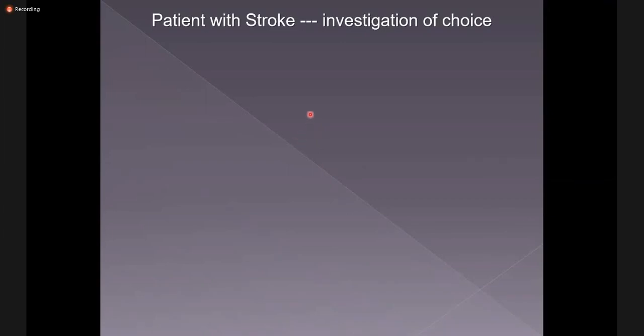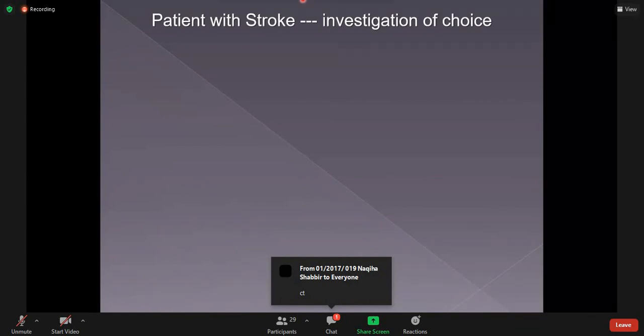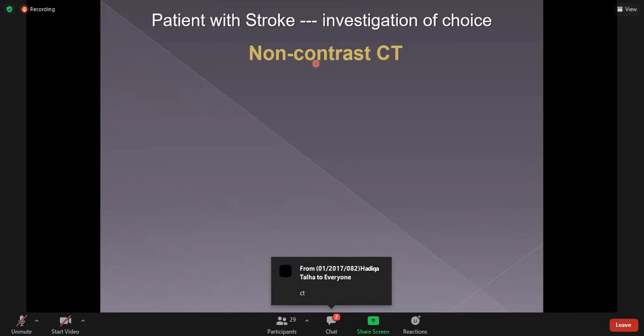Thank you. So when a patient with a stroke comes to the ER, which is the investigation of choice? You can write your answer in the chat box. Plain CT, not a contrast CT. Plain CT is the right answer, because sometimes you may get confused, but the first investigation is the plain CT or a non-contrast CT.